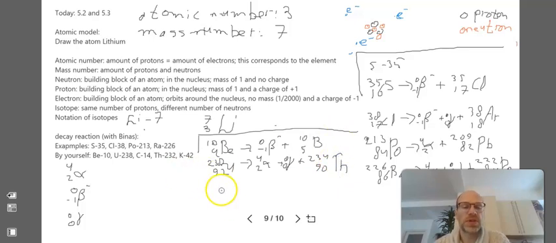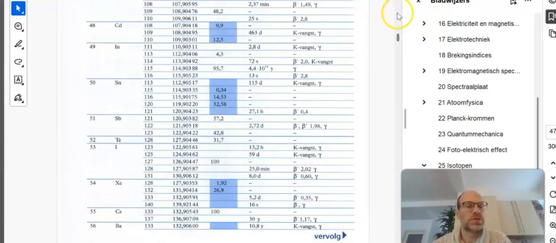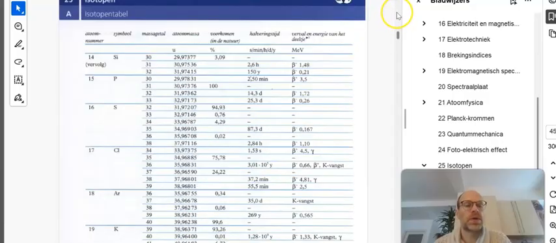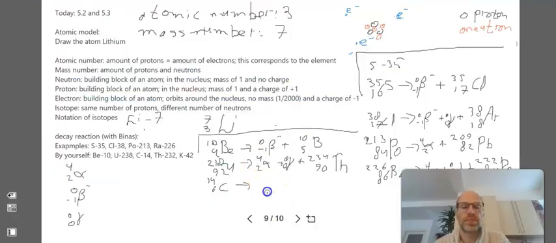Next up, C14. So C with a 14 and C is 6. The things you know by heart because you used it lots and lots of times. Where are we? C over here, C14. That's only beta. 0, minus 1, so we have 14, 7, and 7 is nitrogen.